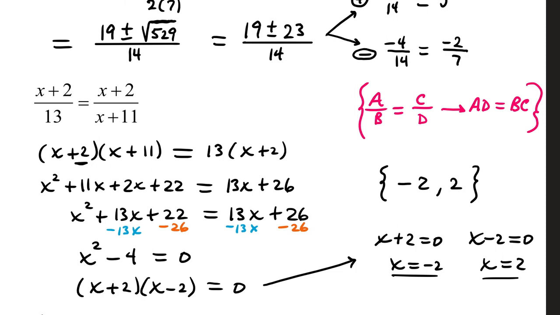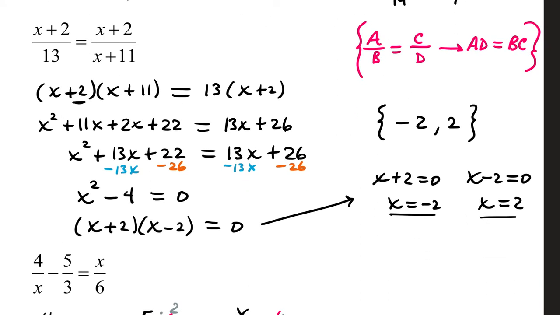In our second example, we have x plus 2 over 13 equals x plus 2 over x plus 11. When you have two fractions that are set equal to one another, a over b equals c over d, you can cross multiply, and that saves you a little bit of trouble of having to get a common denominator to multiply by. X plus 2 times x plus 11 equals 13 times x plus 2.